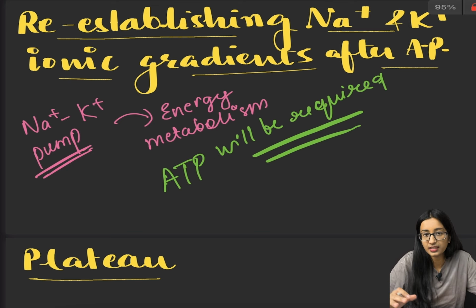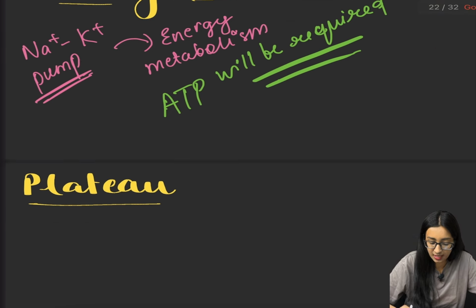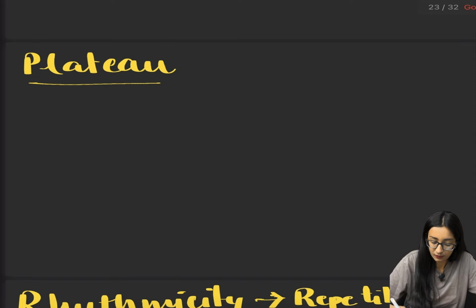Now, since ATP is required, there is production of heat also, and once the ATP has come, sodium can go out and potassium can come in. So this is the way the re-establishment of sodium and potassium takes place after the action potential. In some cases, there is a plateau also present.